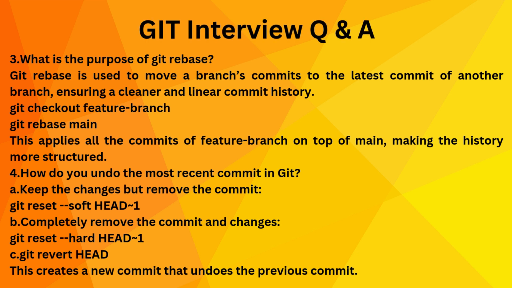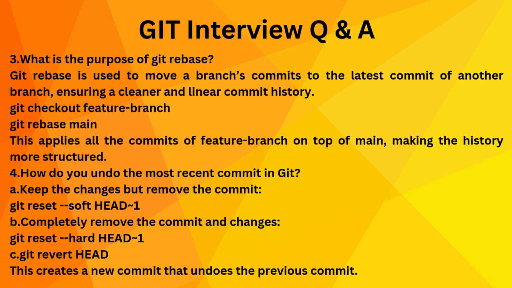What is the purpose of Git rebase? Git rebase is used to move a branch's commits to the latest commit of another branch, ensuring a cleaner and linear commit history. For example, to rebase feature branch onto main: git checkout feature branch, git rebase main. This applies all the commits of feature branch on top of main, making the history more structured.